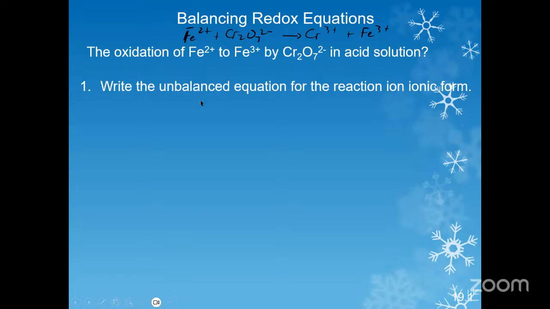Well, the first step I actually just did. It says write the unbalanced equation for the reaction in ionic form. So this is the equation right here, the unbalanced equation. So that's the first step. The second step, oh, and they did it for us here as well.